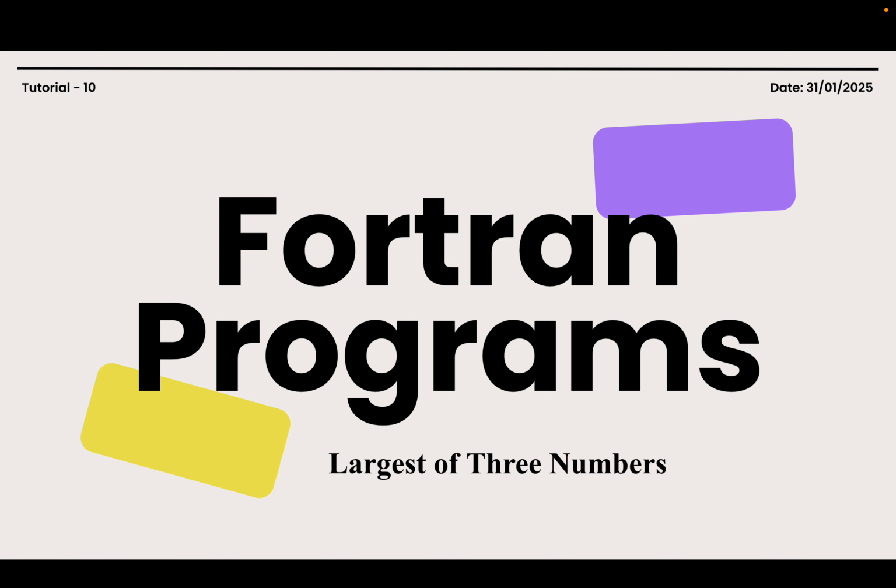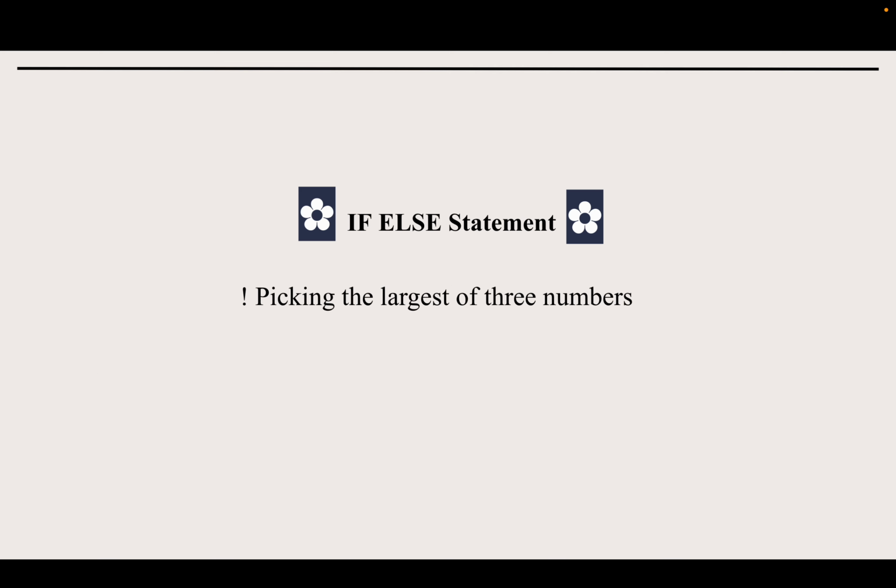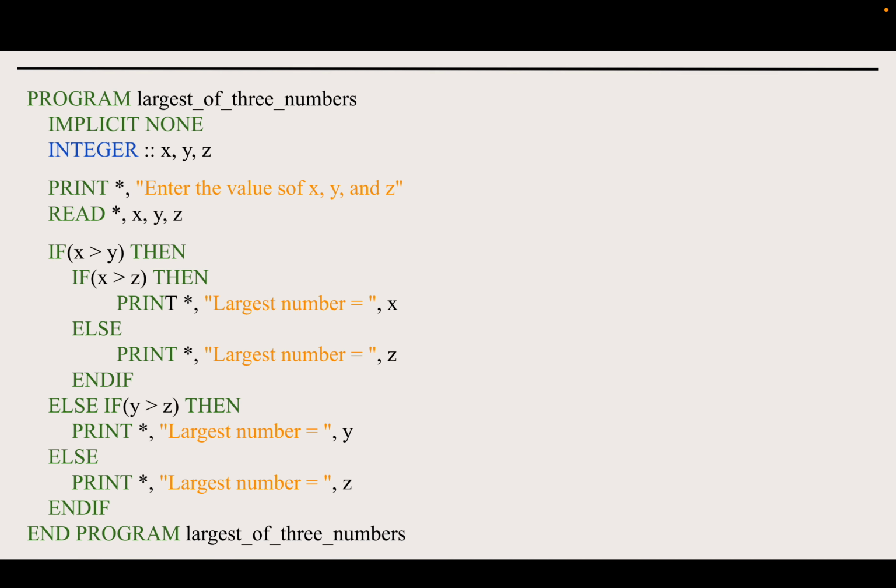So in today's session of Fortran program, we will see how to use conditional statements like if else to find the largest of any three numbers. So here, we will try to pick the largest number out of any three numbers. So let's go. Here is the code.